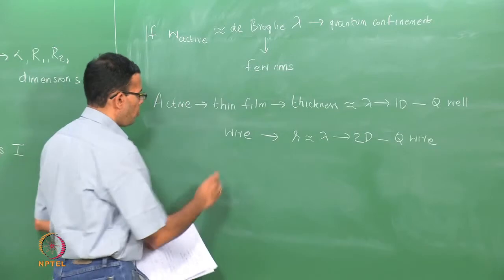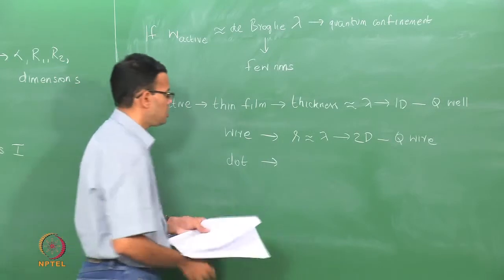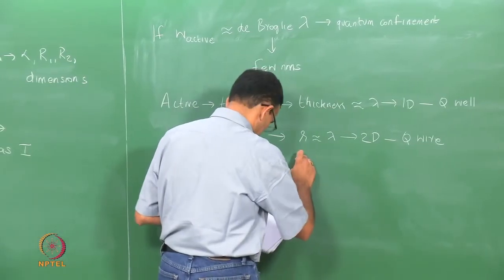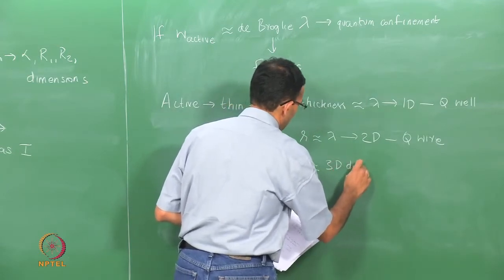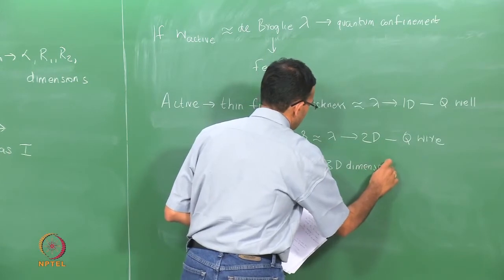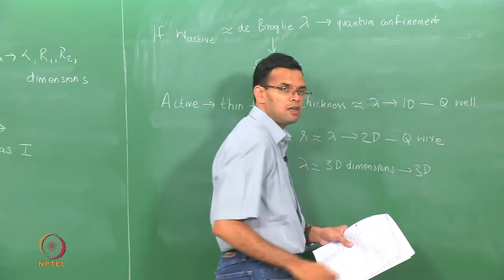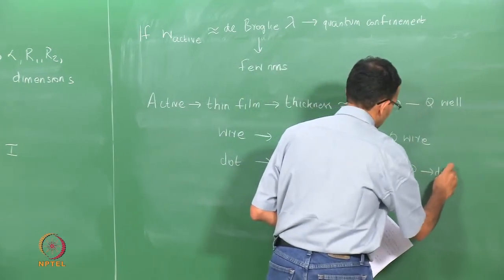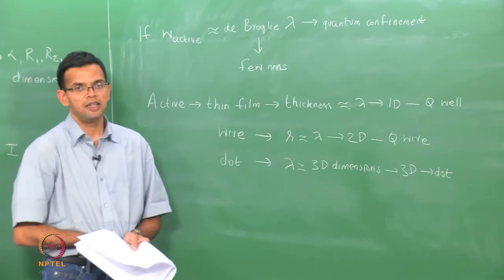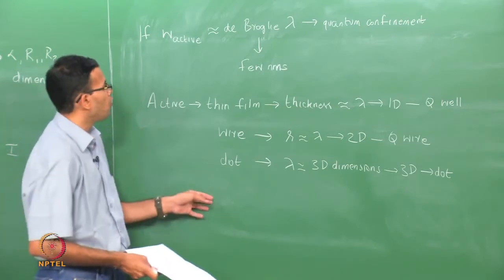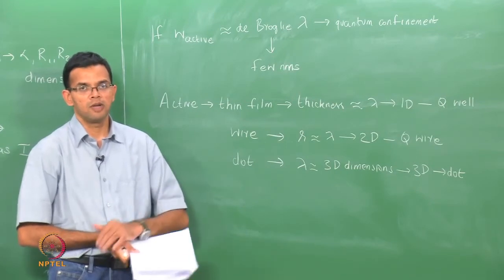And if it is in the form of a dot, then all 3 dimensions are of the order of lambda. So, now you have 3D quantum confinement, so you have a dot. Whenever you have quantum confinement, you have discrete energy levels, so that when you make quantum lasers, because you have discrete energy levels, it also leads to a much narrower line width.